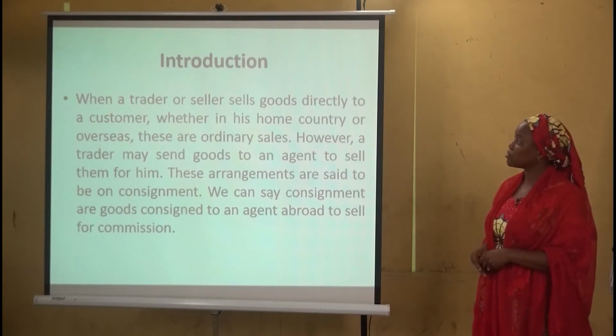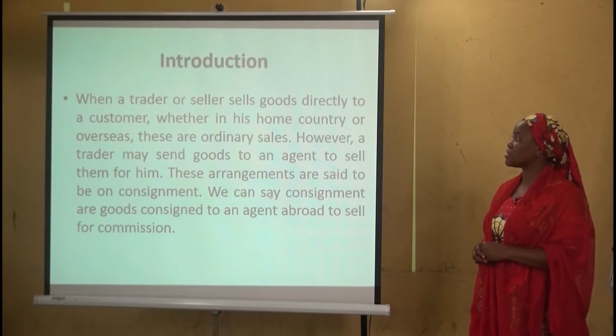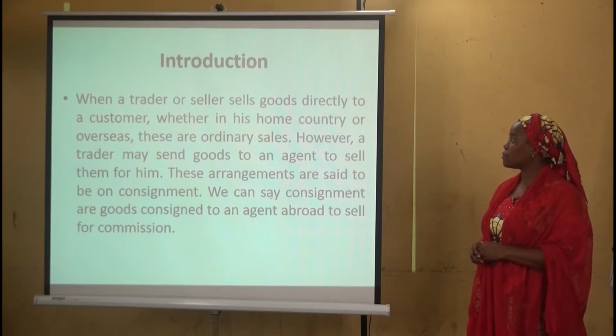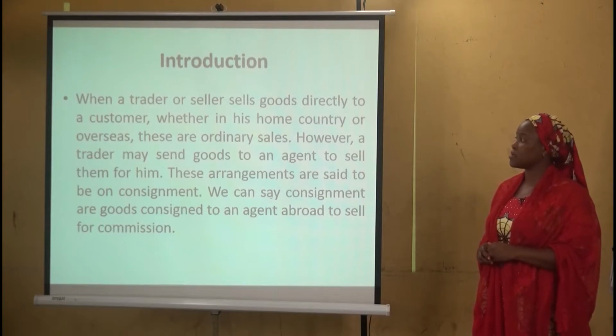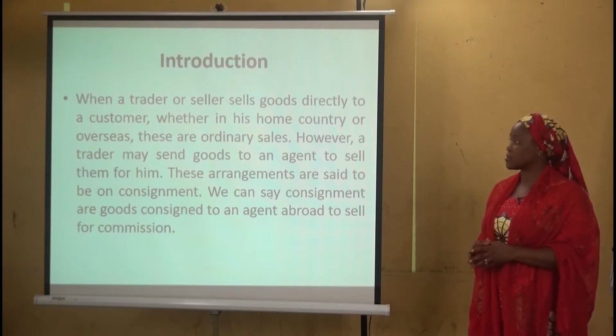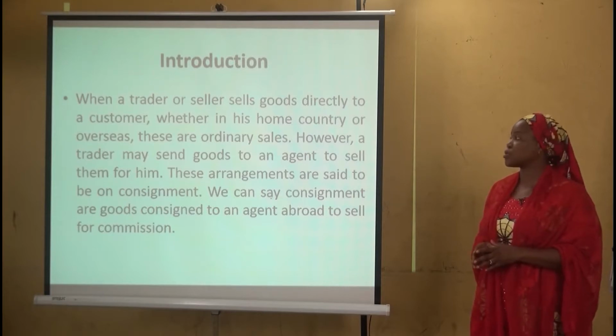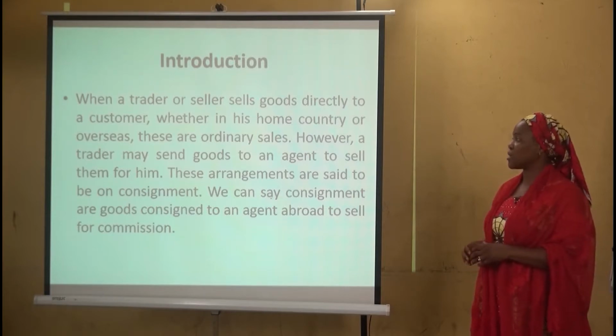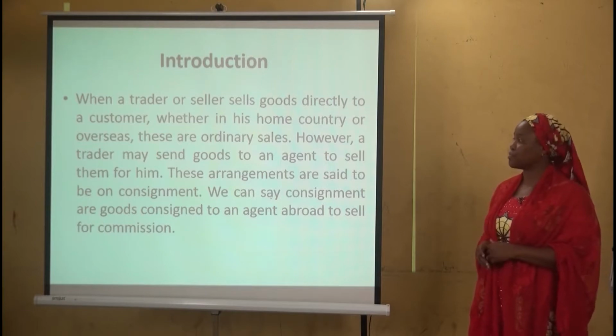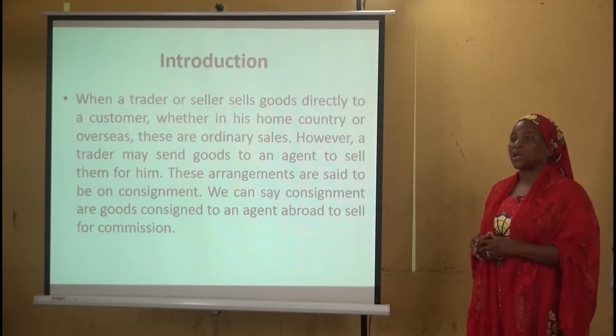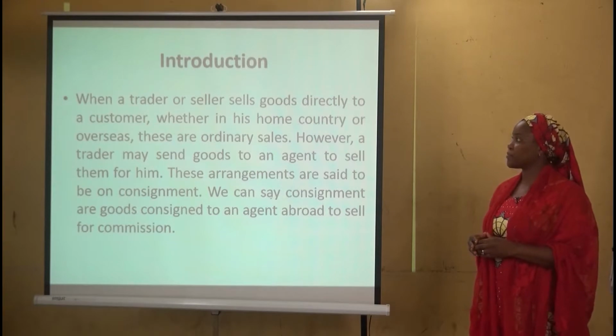In our introduction, when a trader or seller sells goods directly to a customer, whether in his home country or overseas, these are ordinary sales. However, a trader may send goods to an agent to sell them for him. These arrangements are called consignments.